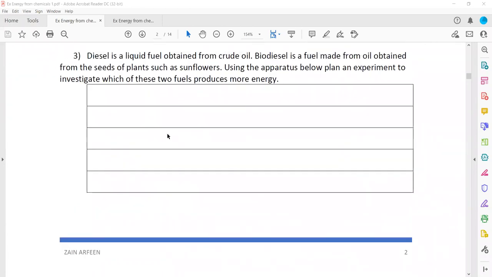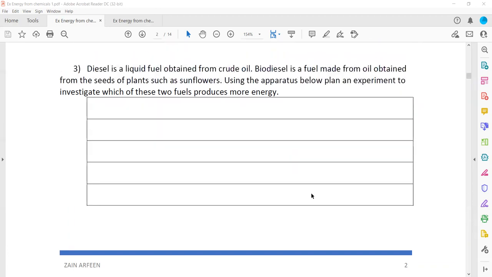Then question 3, it's a similar question. Diesel is a liquid fuel which is obtained from crude oil. Crude oil is actually a mixture of different types of oils, which consists of diesel, petrol, and kerosene. Biodiesel is a fuel made from the oil obtained from seeds such as sunflowers. Using the apparatus, plan an investigation to find which of the two fuels produces the most energy. So it's a similar experiment.